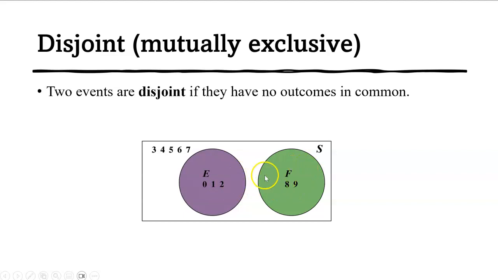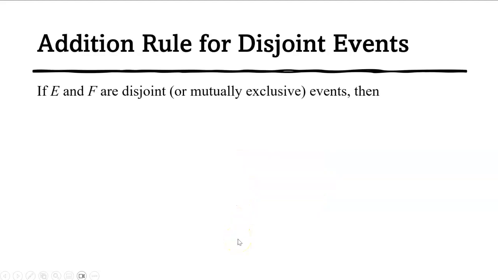There is nothing overlapping. There are no numbers that are in both E and F. And so therefore, we would say that E and F are disjoint sets. These numbers are different and separate. So they have nothing in common. So those are disjoint sets. And this is what a Venn diagram of disjoint sets will look like.